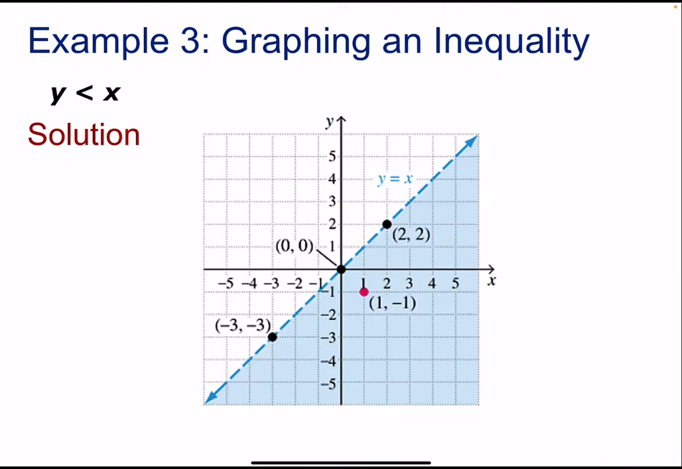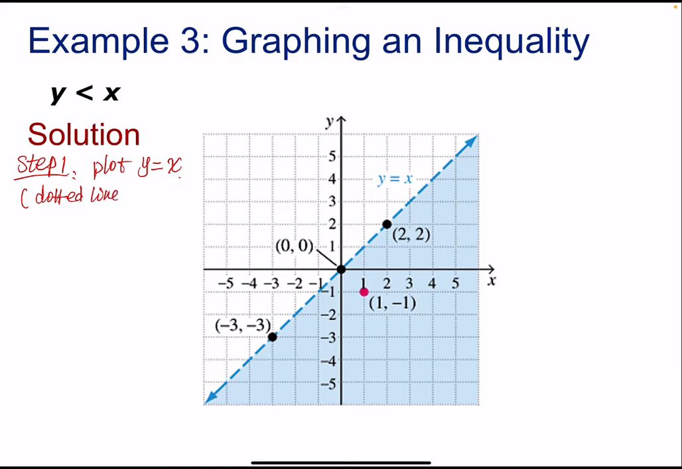Let's look at another example: y less than x. This is fairly simple. Again, we apply the two steps. First step, plot y equals x. Also here, because it's not y less than or equal to, we're going to use a dotted line.